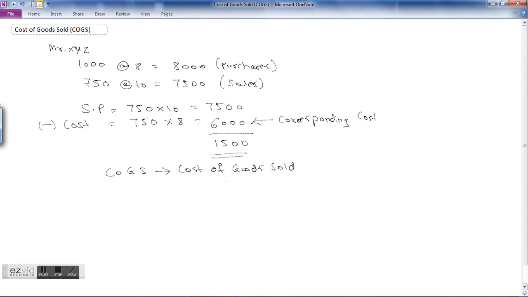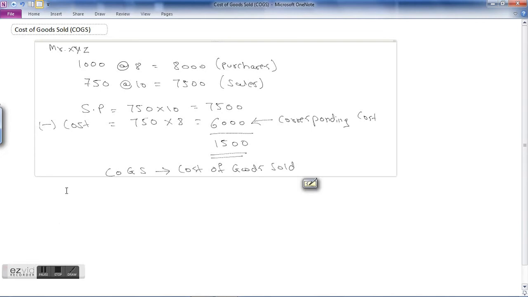So even in accounting there is a matching concept. To find out a profit or loss for a particular period, only the sales or income of that particular period and the expenses or corresponding purchases of that particular period need to be considered. This is known as the matching concept. So we have cost of goods sold. Now let us see what is the formula or how to calculate cost of goods sold in accounting.